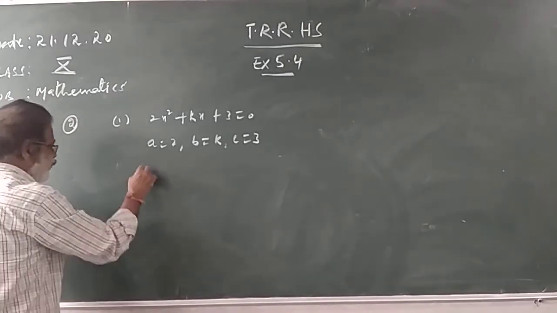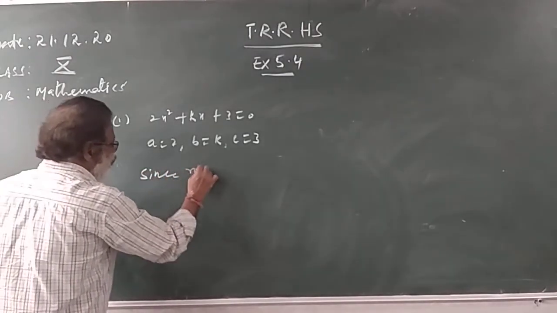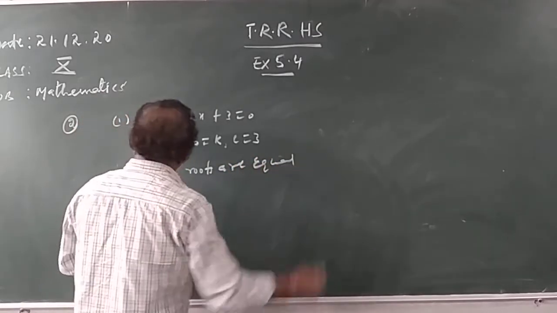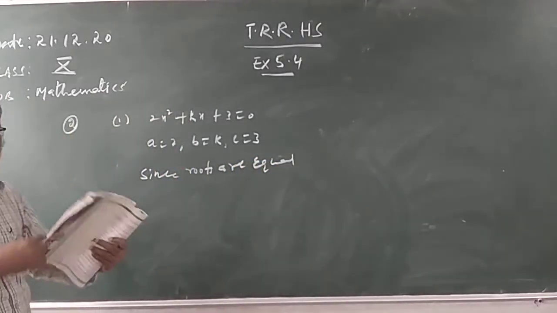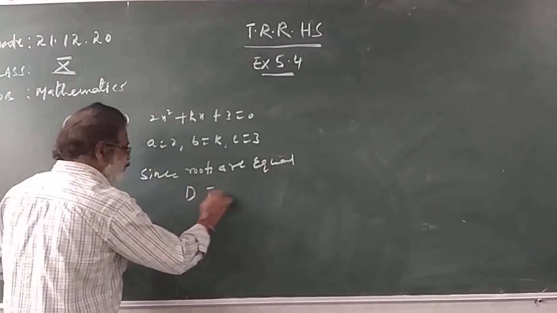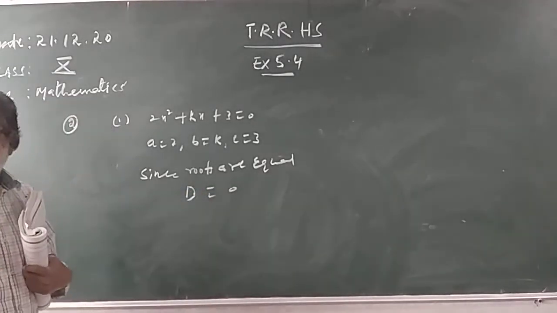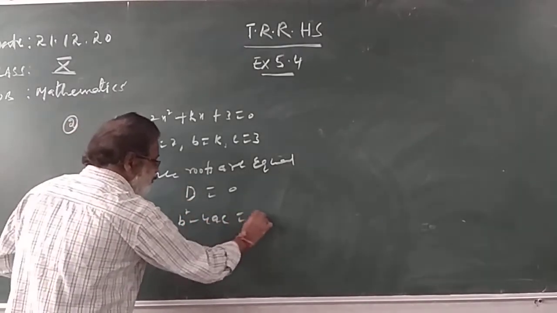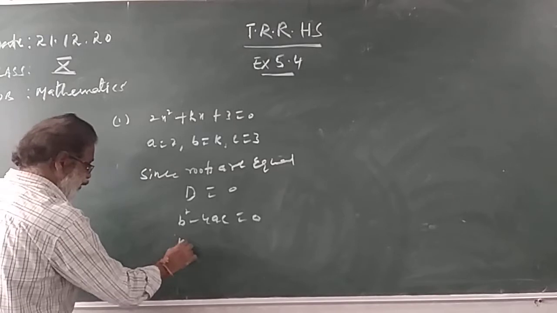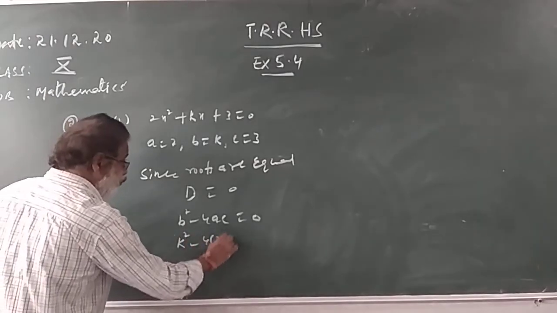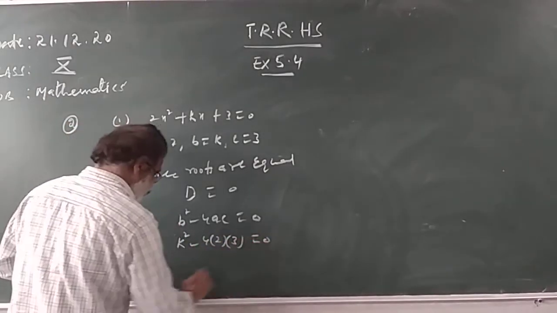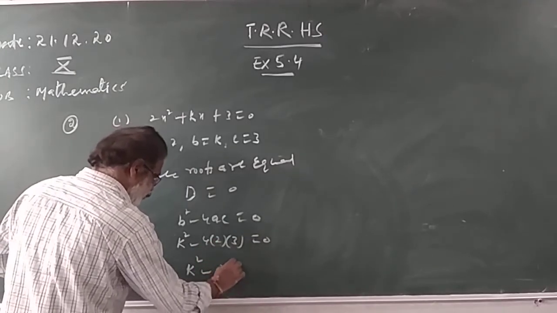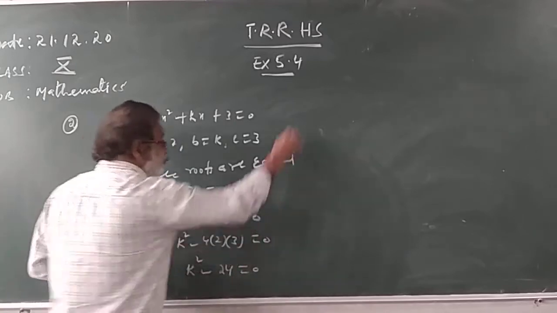Since roots are equal, what is the condition? Roots are equal means D is equal to 0. Roots equal means the discriminant will be 0. What is the discriminant D? B square minus 4AC is equal to 0. Substitute the values: k square minus 4 into 2 into 3 is equal to 0. K square minus 24 is equal to 0.